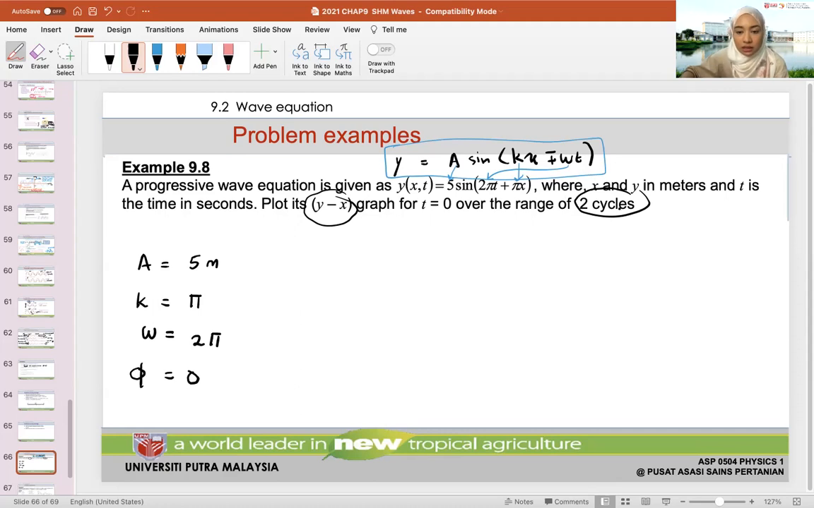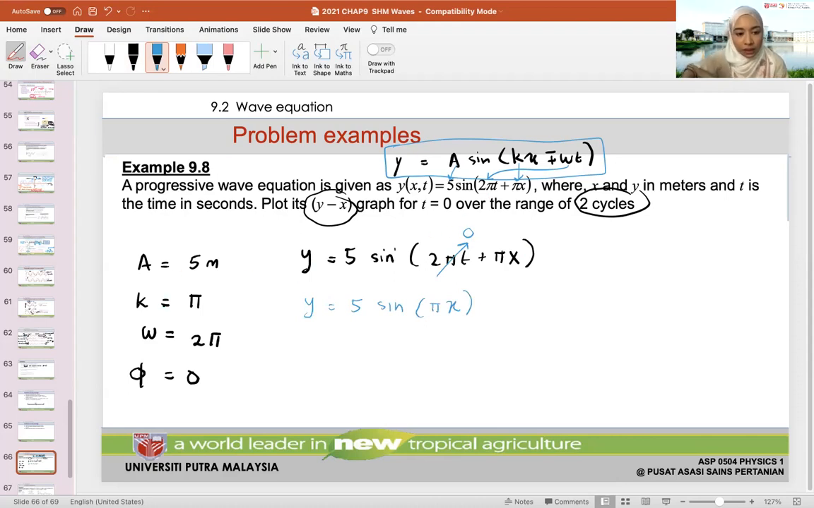So now it's asking us to plot its y-x graph for t equals zero. So now using that equation, y equals 5 sine 2 pi t plus pi x, and it's telling you t is equal to zero. Therefore, this term is zero. You're left with y equals 5 sine pi x.